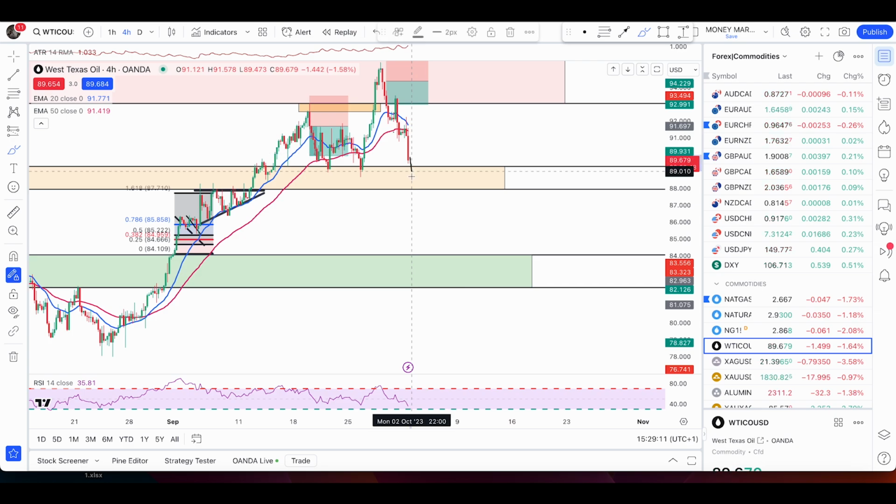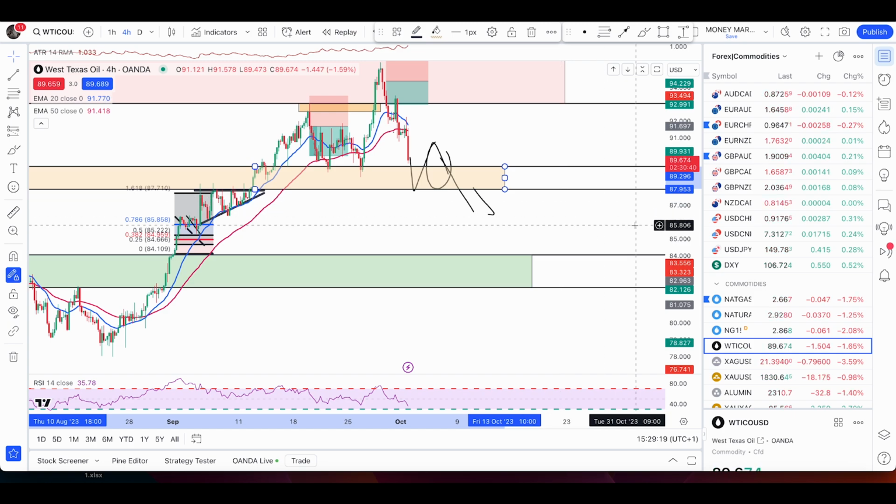For now, after a little bounce, I'm only going to look for my sell trades with bearish engulfers and keep on taking them until the price breaks below this zone in yellow. Then we have confirmation that price wants to continue to push lower.